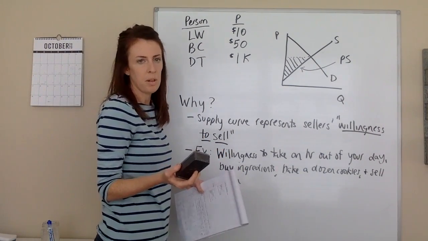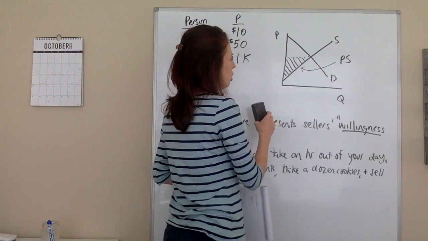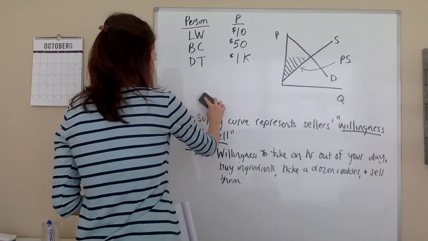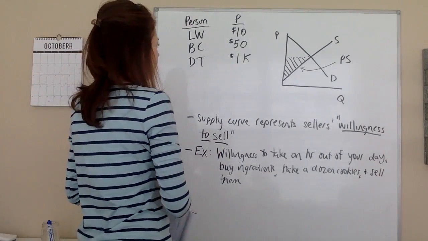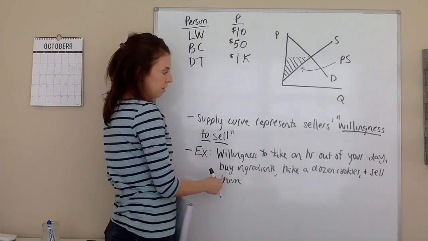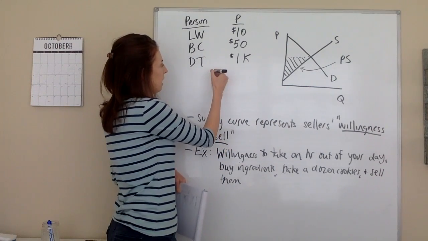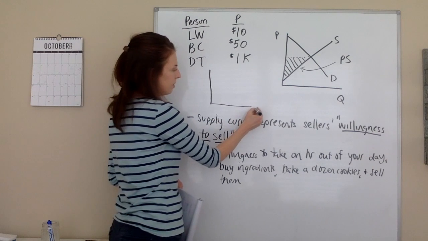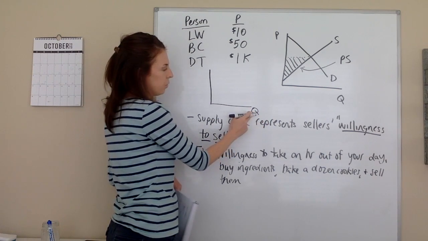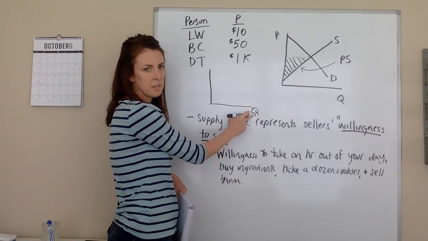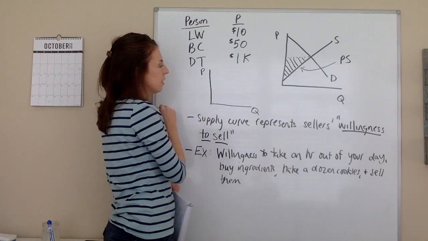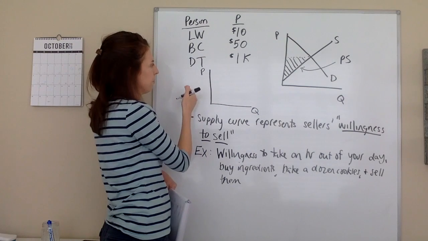Okay, what we can do with this is we can deduce what a supply curve might look like. So if these are three different people's willingness to sell, then what we might do is plot the quantity, where the quantity is how many dozens of cookies are sold on the market, against the selling price point.